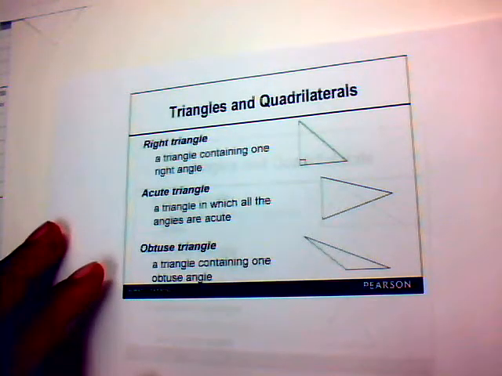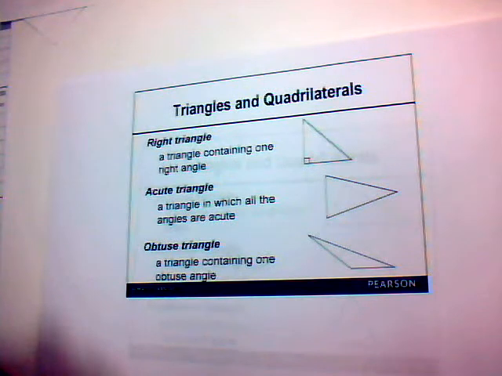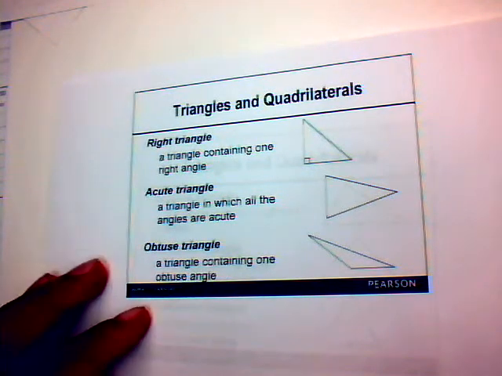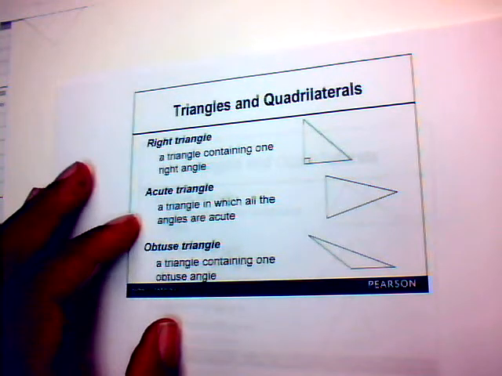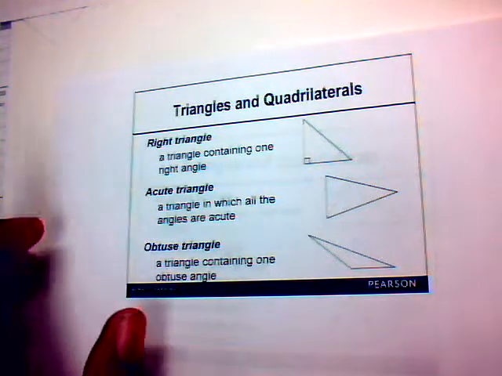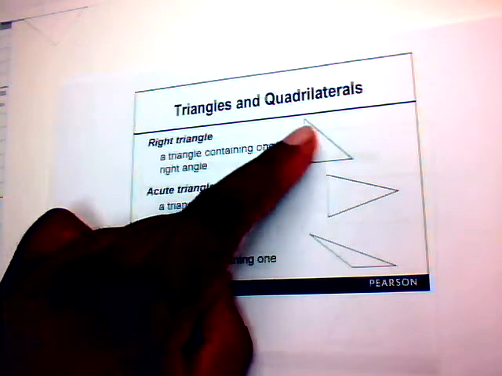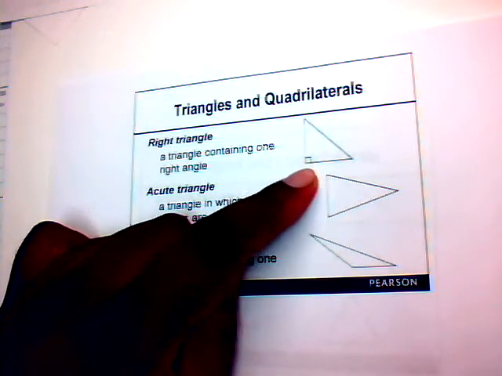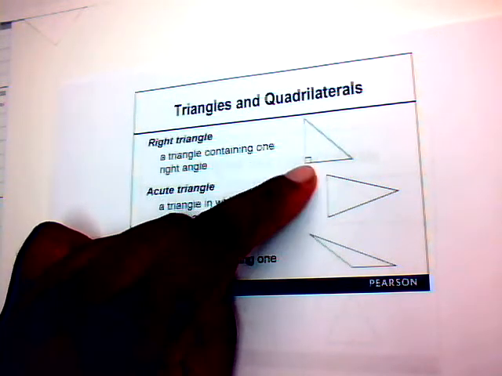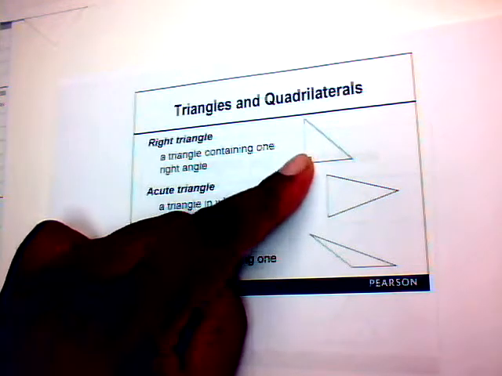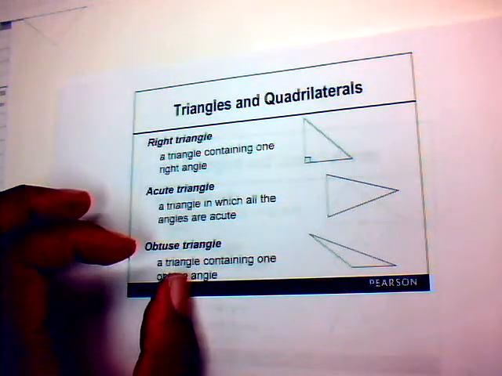Okay, let's look at triangles and quadrilaterals. First of all, let's look at the types of triangles that we have. One is a right triangle. It is a triangle that contains only one right angle. As you can see here, this is a triangle. If you see the box next to the vertex here, that tells you that you have a right angle there. And that triangle is considered to be a right triangle.